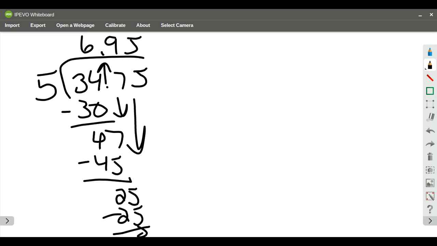All right, let's take a look at number 4. So for problem number 4, I'm taking 18 and I'm going to divide it into 153. So 18 is going to go into 153. So I'm going to look at how many times it's going to go in there. So 18 is going to go into 153 8 times.